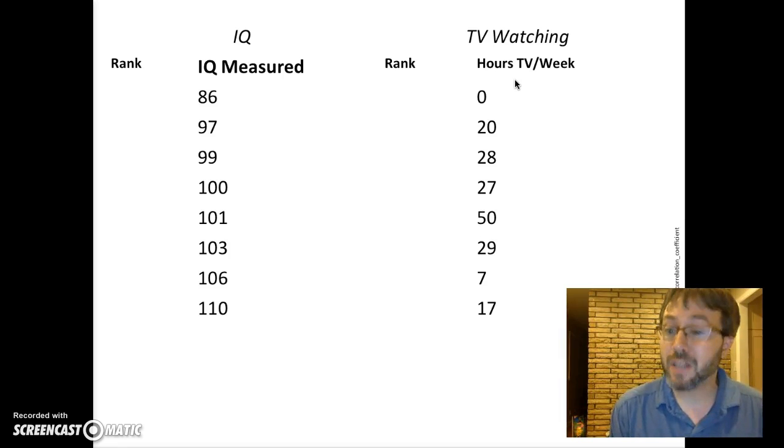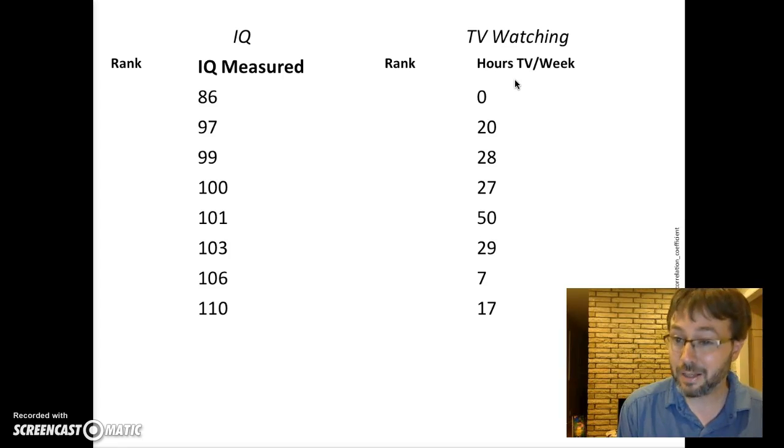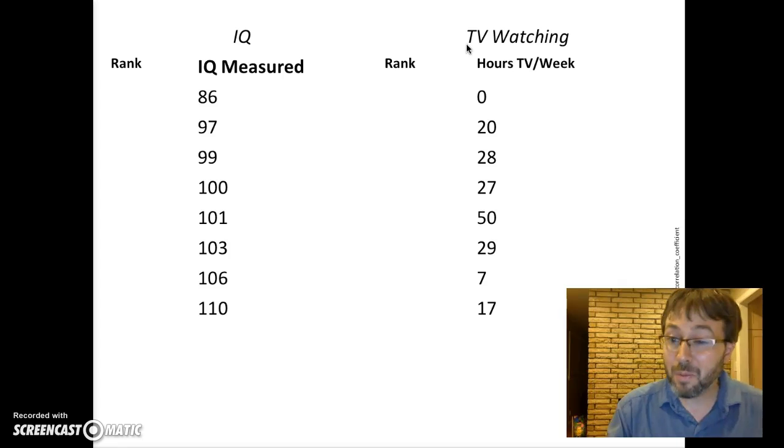But just for the sake of discussion for a moment, let's assume there is not a linear relationship. So that as the hours of TV watching along the x-axis increase, there's no clear increase in intelligence quotient or no clear decrease in the intelligence quotient. So how can we describe the relationship between these two variables?